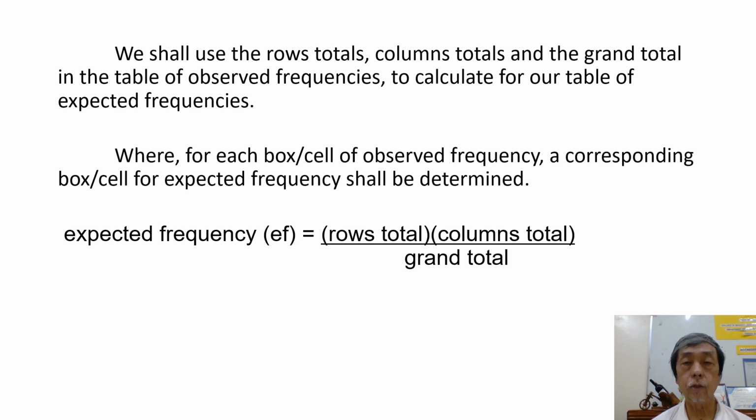We shall use the rows total, columns total, and the grand total in the table of observed frequencies to calculate our table of expected frequencies, where for each box of observed frequency, a corresponding box for expected frequency shall be determined using, once again, the formula: expected frequency is equal to the rows total times the columns total divided by the grand total.